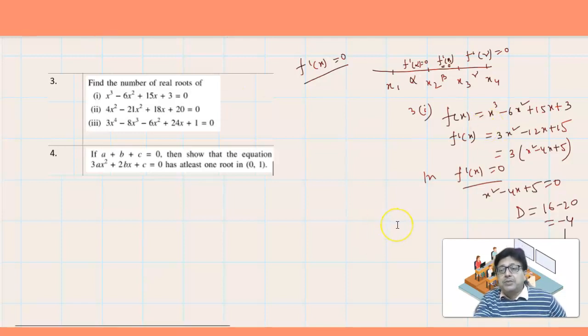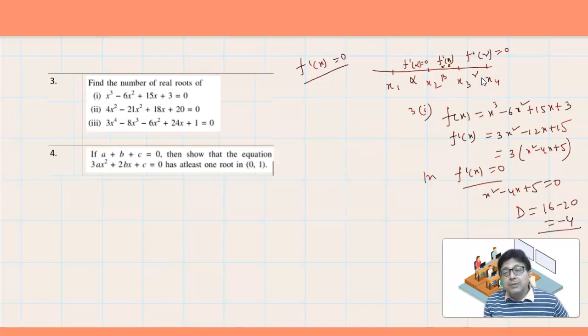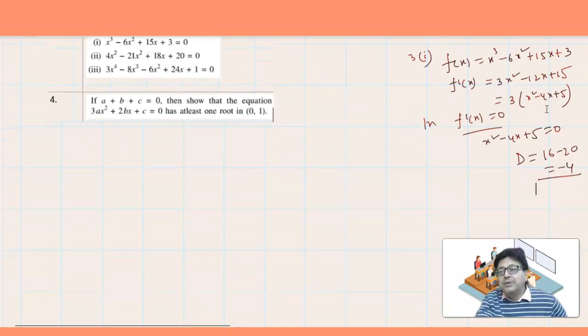And how many possible maximum? So we'll remember this concept: roots of f(x) equal to 0, those x1, x2, x3, x4, they will separate the roots of f'(x) equal to 0. But these alpha, beta, gamma don't exist, because f'(x) cannot be 0. Discriminant we are getting minus 4. Then what will be your conclusion? Your conclusion is going to be this: f(x) has only one real root.